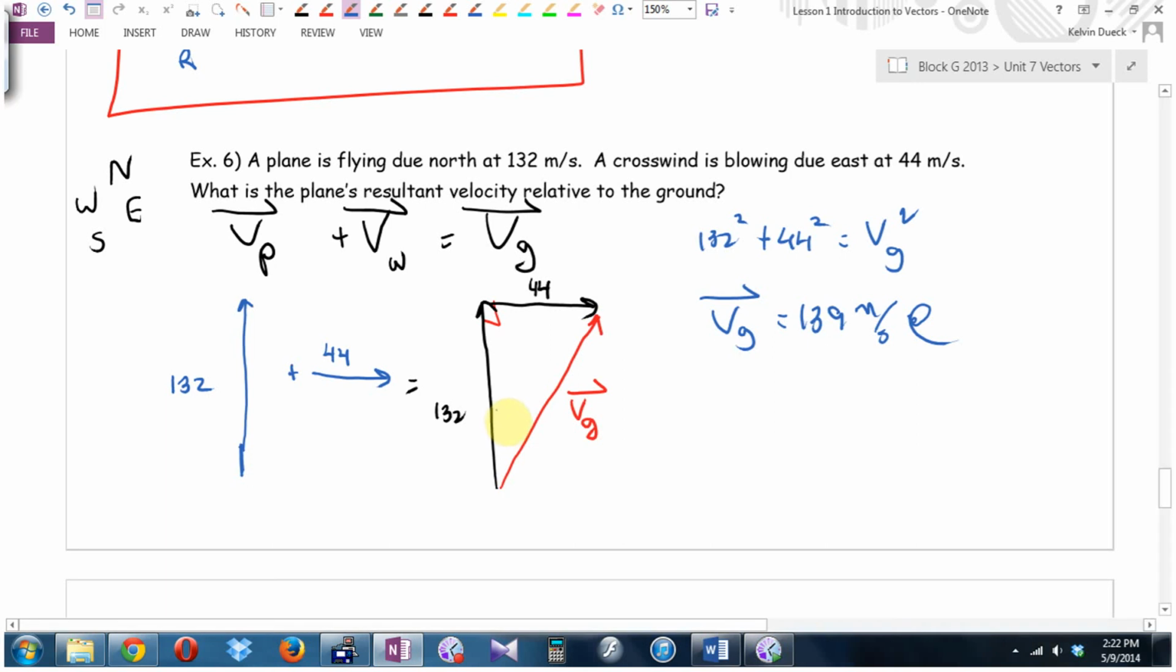Where my vector starts, down here, there's theta. By the way, theta is going to be what of what? East of south, north of west, what of what? Start out going north, and then east of north. I'll leave a little space. East of north. Now let's find theta. Hey, that 44, opposite, adjacent, or hypotenuse? I think opposite. How about that 132?